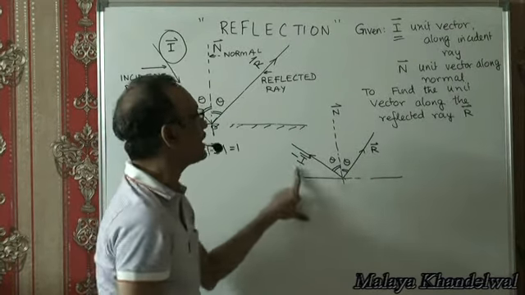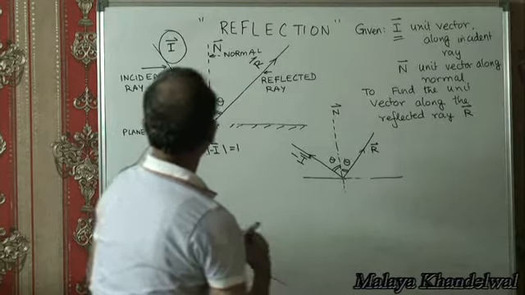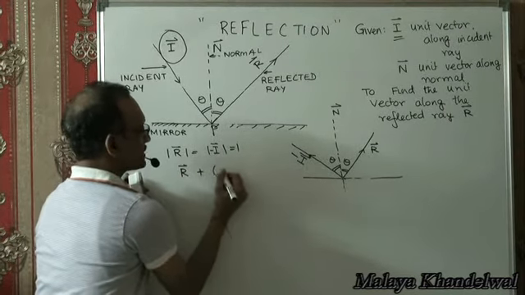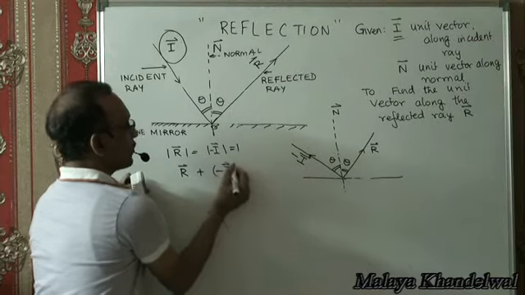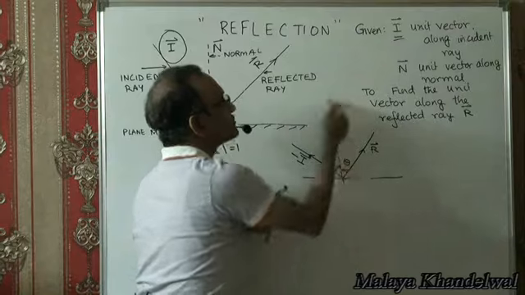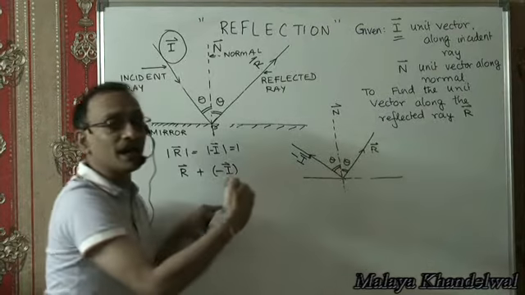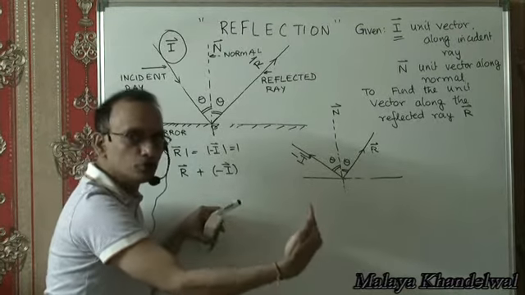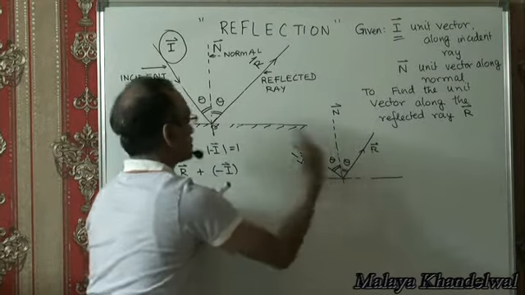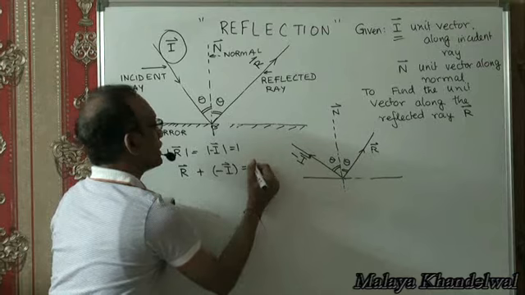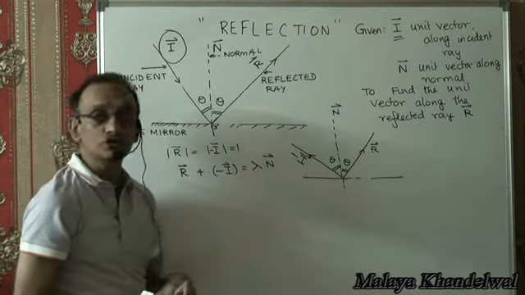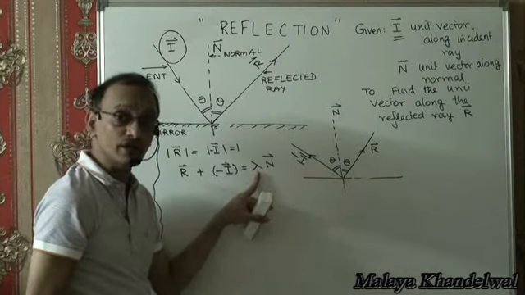The resultant of R and minus I is along N. So if I write down the vector equation, the resultant of R and minus I would be along the angle bisector between R and minus I, which is N. Why? Because R and minus I are vectors of equal magnitude, both unit vectors. So the resultant must lie along this vector. That means R minus I must be equal to some lambda N, a scalar times N.